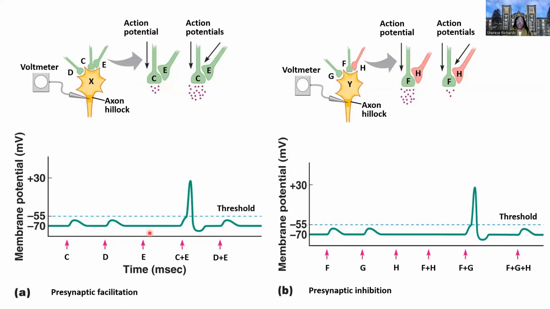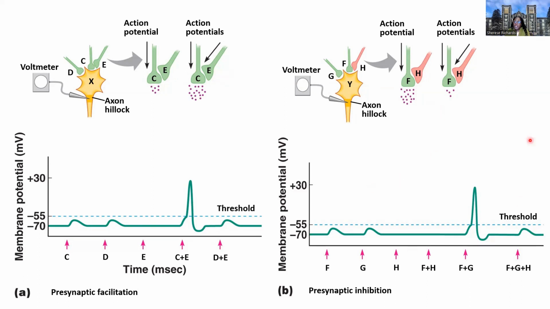E has zero direct influence on the membrane potential of the neuron X. Instead, when we look at C and E together, C is going to release more neurotransmitter, which is going to result in a greater potential that actually gets to threshold because of the effect of E. Okay, so the modulating neuron just makes it more likely, more favorable, easier to get to threshold on the cell body or soma of the postsynaptic nerve.